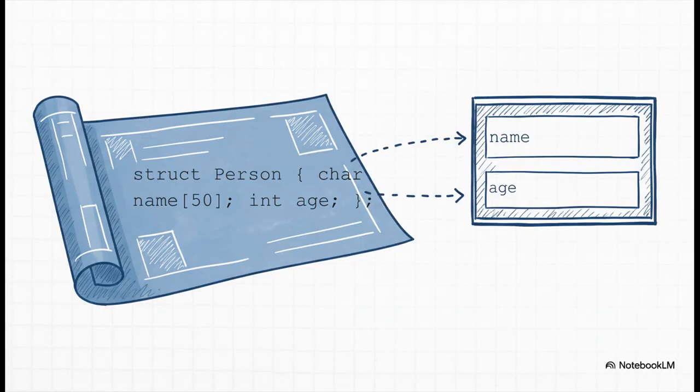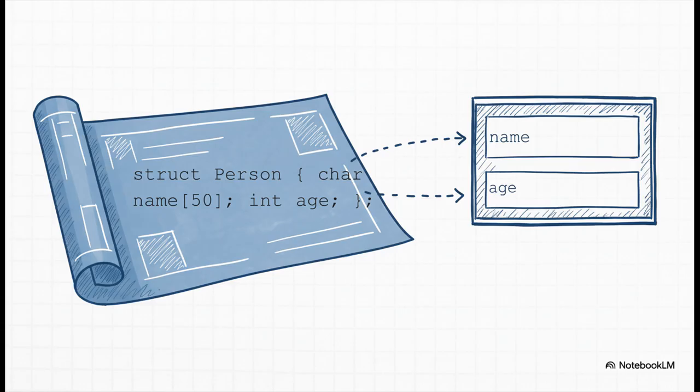And here's what that contact card idea looks like in actual code. We're defining a blueprint, and we're calling it struct person. This just tells our program that any person we create is going to have a space for a name and a space for an age. We've essentially just made our very own custom data type.